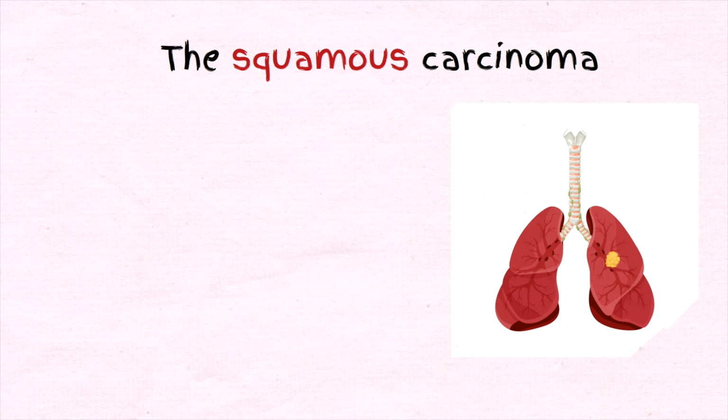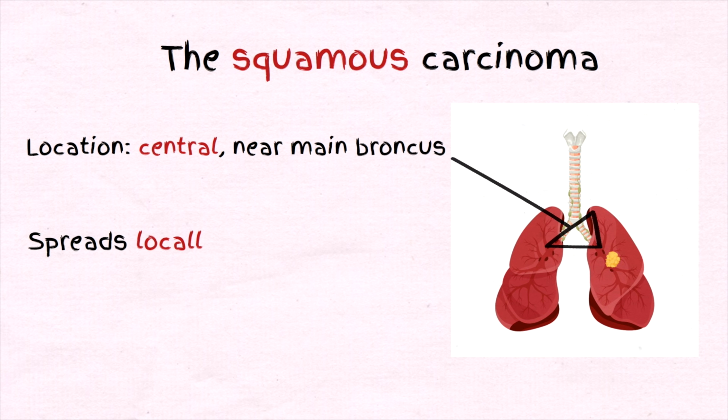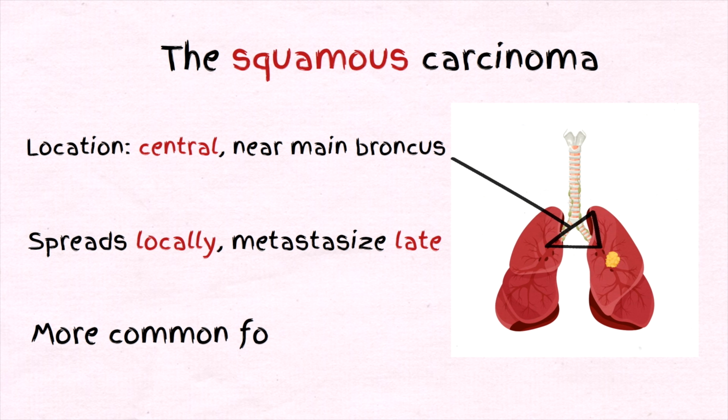The squamous carcinoma arises in the central part of the lung, or in one of the main bronchi. It tends to spread locally and to metastasize rather late. This is the type specific for smokers.